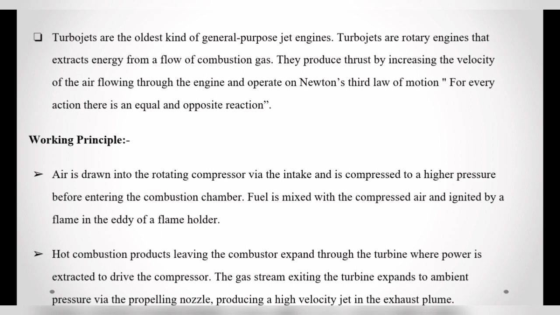Working principle. Air is drawn into the rotating compressor via the intake and is compressed to a high pressure before entering the combustion chamber. Fuel is mixed with the compressed air and ignited by a flame in the eye of a flame holder. Hot combustion products leaving the combustor expand through the turbine where power is extracted to drive the compressor. The gas stream exiting the turbine expands to ambient pressure via the propelling nozzle, producing a high velocity jet in the exhaust plume.